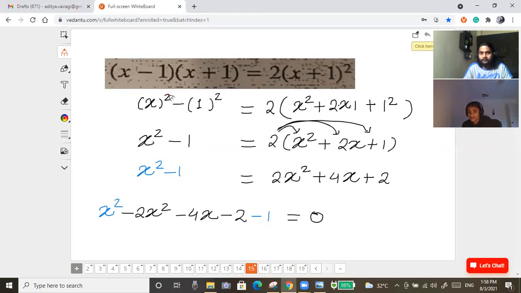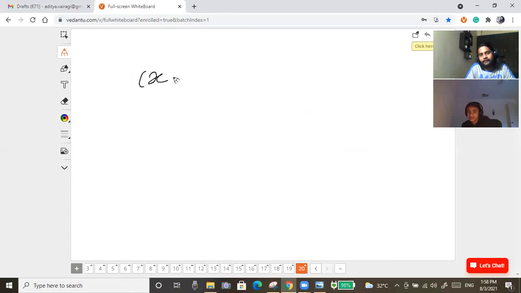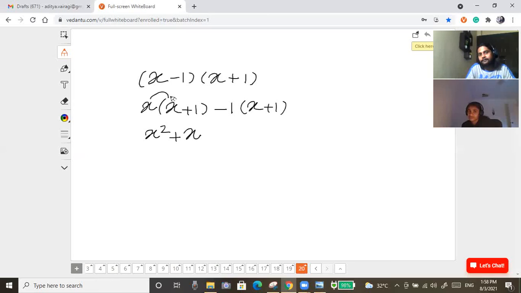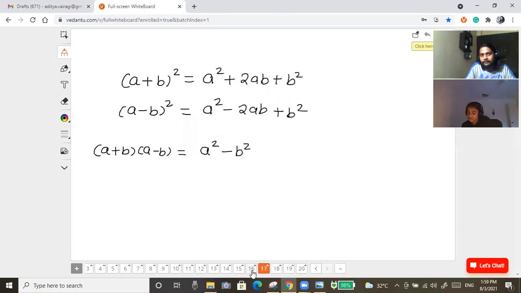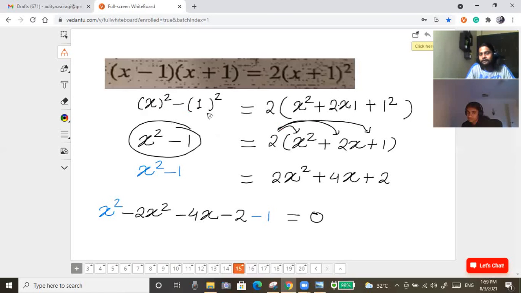This is where some extra thing we had to do, a kind of identity we applied. Suppose you don't want to apply the identity and you only have (x minus 1)(x plus 1). You don't know the formula. So you will take this x and multiply it to the entire bracket. Then you will take this negative 1 and multiply it to the entire bracket. So x squared plus x, negative x, negative 1. So x squared, this got cancelled, negative 1. That's what we got: x squared minus 1 only.